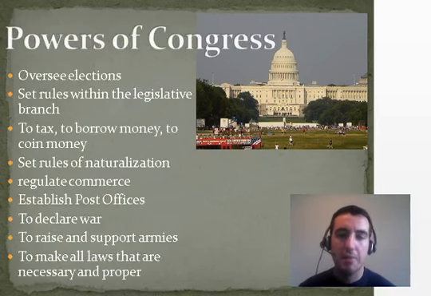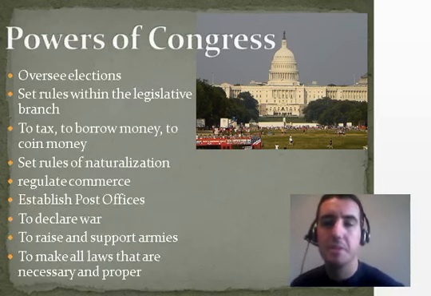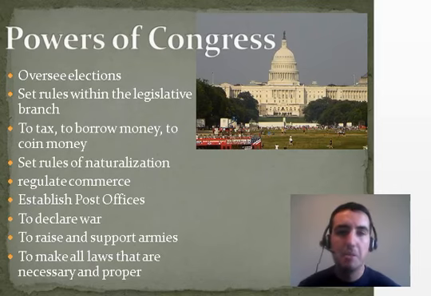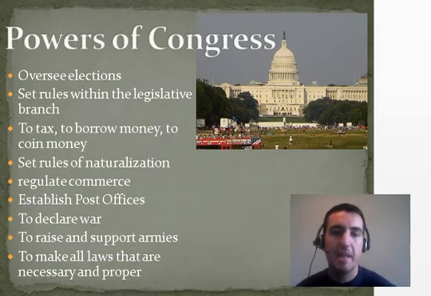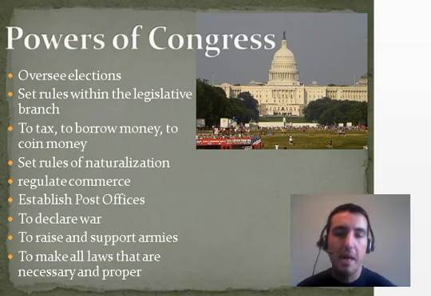Congress can do a lot of stuff. Out of all the branches, it's the branch that has not the most power, but kind of the most things that it can do. They look at elections to make sure that there's no corruption in them. They set up rules within their own branches. They're the ones that get to decide how much we have to pay in taxes, which might make you guys not like them too much. They set up rules for naturalization, which means who can be an American citizen or not.